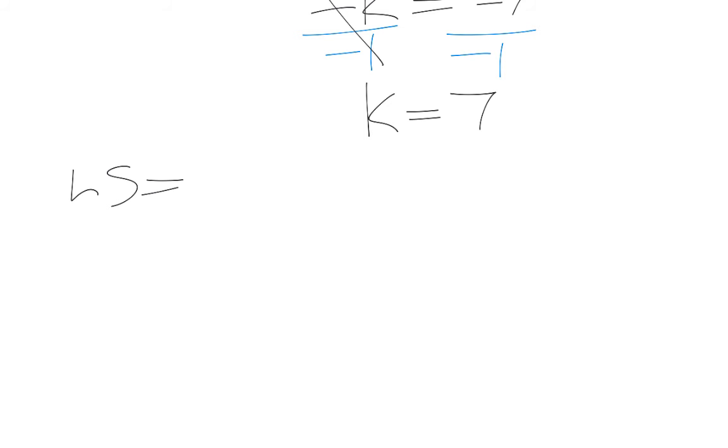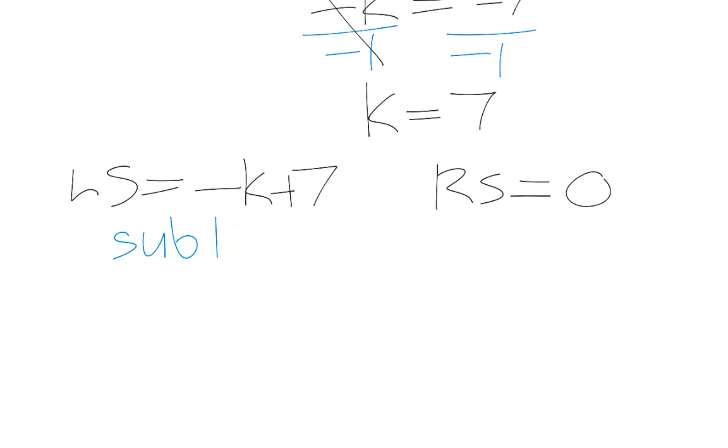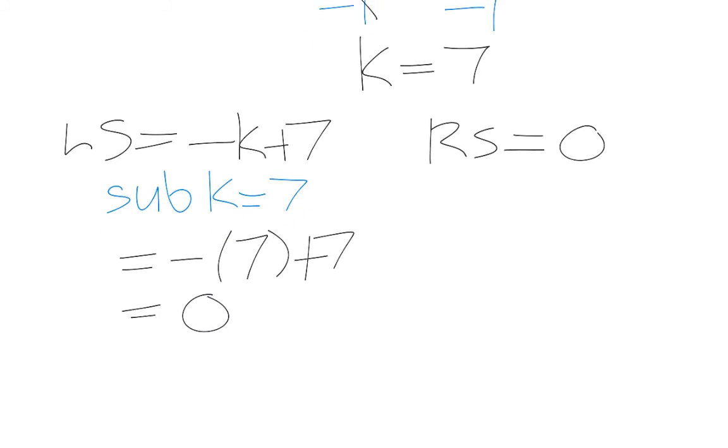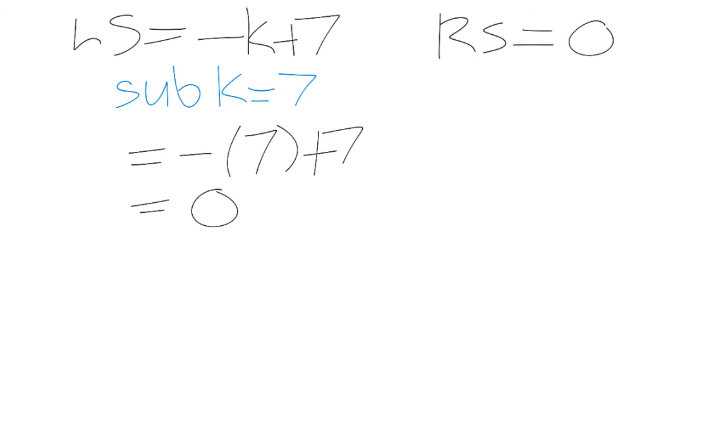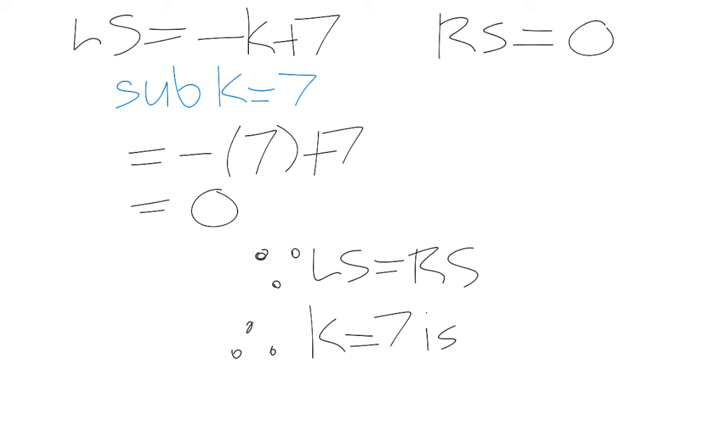So the left side is equal to negative k plus 7, and the right side of the equation is equal to 0. I'm going to substitute in k is equal to 7, which means instead of writing the variable of k, I'm going to write 7 in brackets. So negative 7 plus 7 is equal to 0. So as you can see, the left side is equal to the right side. So since the left side is equal to the right side, therefore k equals 7 is correct.